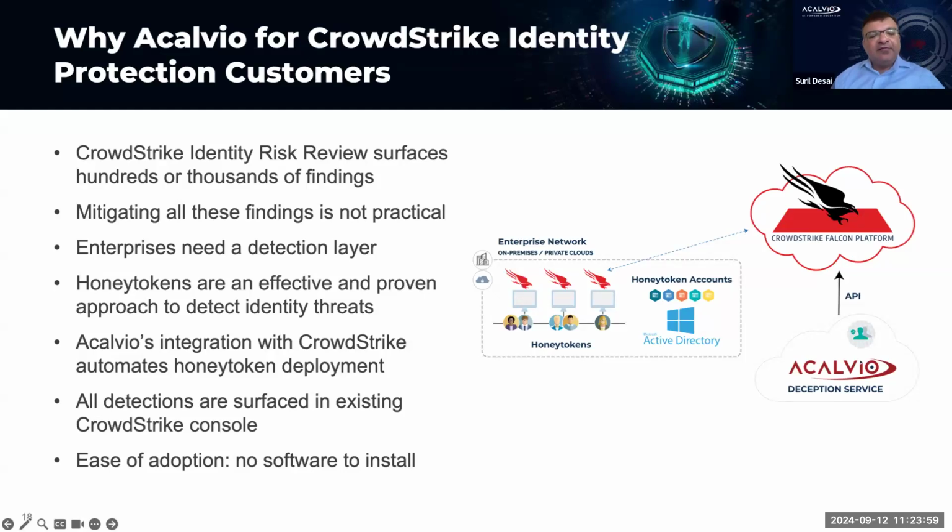And so, if prevention is not complete, enterprises need an ability to detect. There's a detection layer that is necessary for an overall solution from an identity security perspective. Honey tokens are an effective and proven approach to detect identity threats. What Acalvio's integration with CrowdStrike is doing is automating the deployment and the refresh, and making these attractive to attackers. The other benefit of this integration is no changes for the SOC. All the detections are surfaced in the existing CrowdStrike console, so it becomes very easy to adopt.